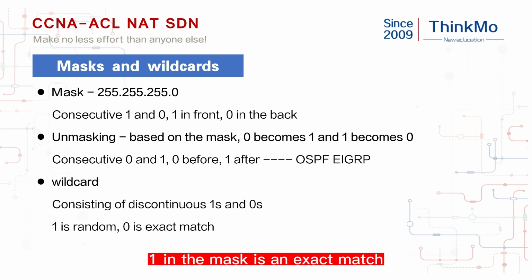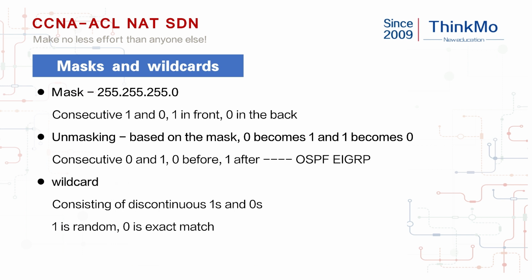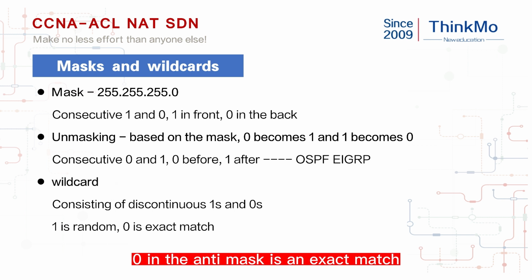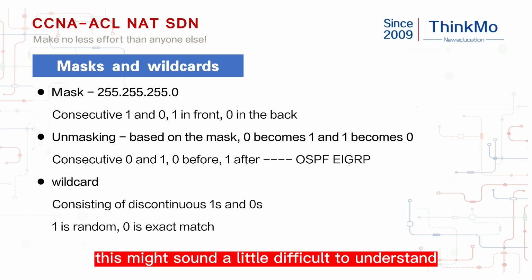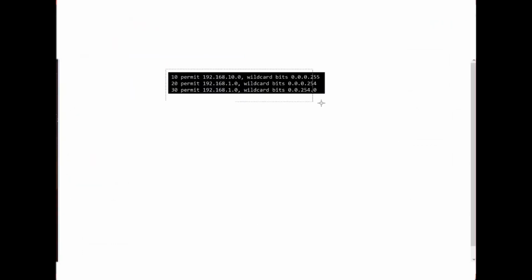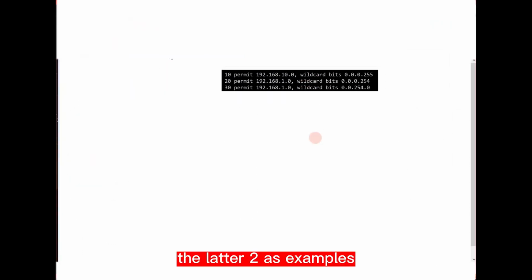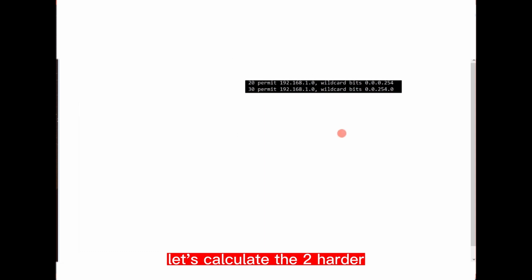1 in the mask is an exact match. 0 in the anti-mask is an exact match. Then 0 in the wildcard is an exact match. This might sound a little difficult to understand. Take the latter two as examples. The first one is too regular, so don't look at it. Let's calculate the two harder ones.